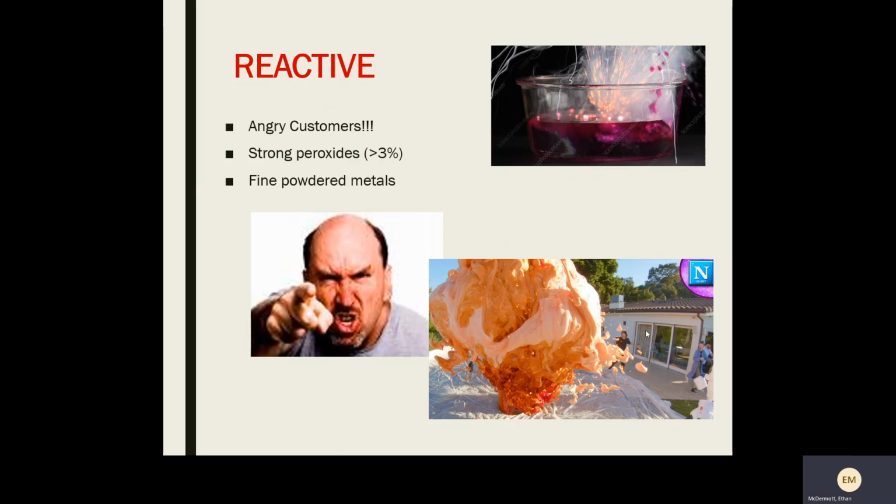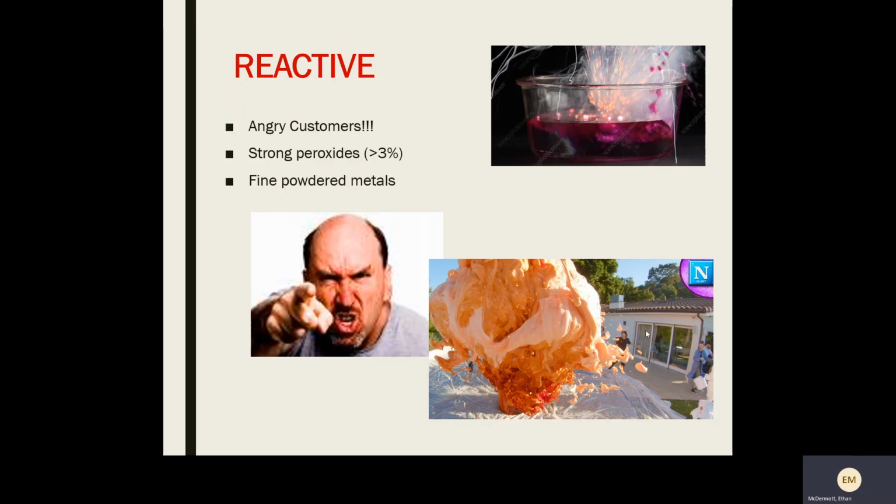Reactive wastes are the next characteristic. The most common kind of reactivity that you're likely to encounter are angry customers, but some other examples include strong peroxides and finely powdered metals, and metals that can react with water to produce violent explosions or reactions. For example, in the upper right, you can see some sort of metal, such as sodium, violently reacting with water to produce sparks and heat.